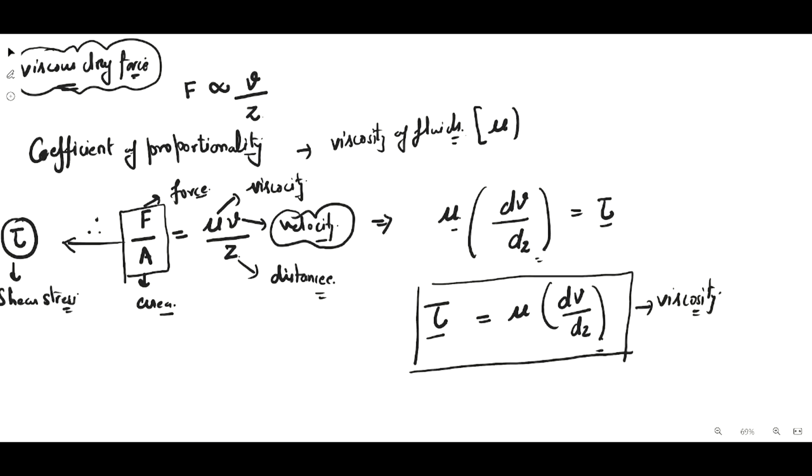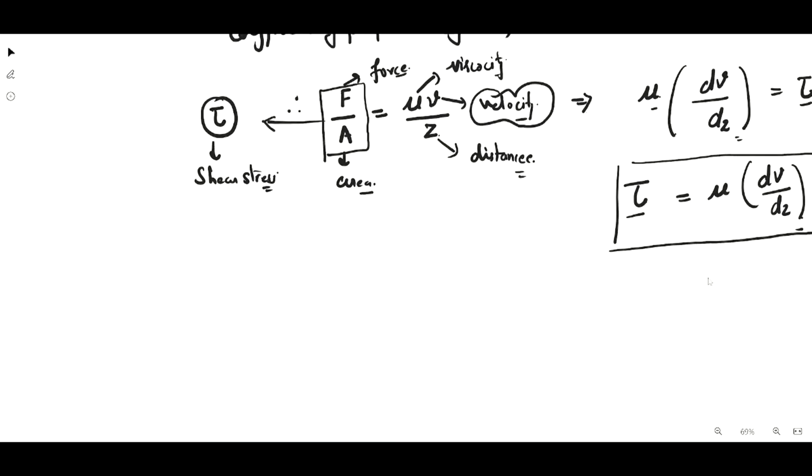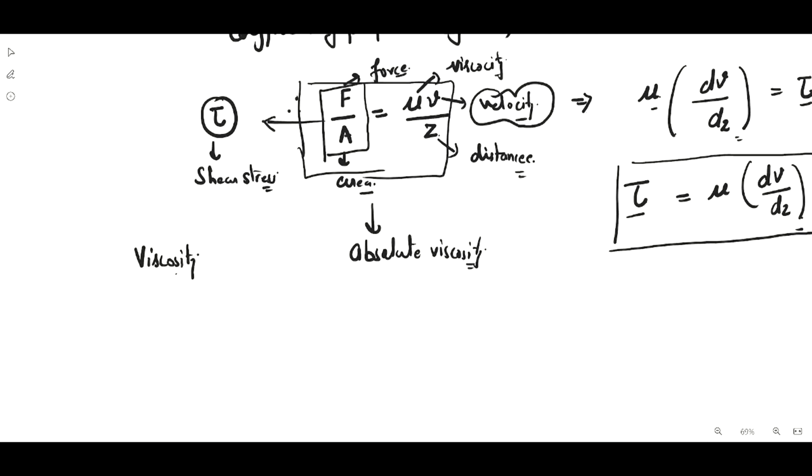This equation is known as absolute viscosity. So what is absolute viscosity? Viscosity can be measured in two types. One type is absolute viscosity, also known as dynamic viscosity. This one is measured when external forces are applied to the fluids.